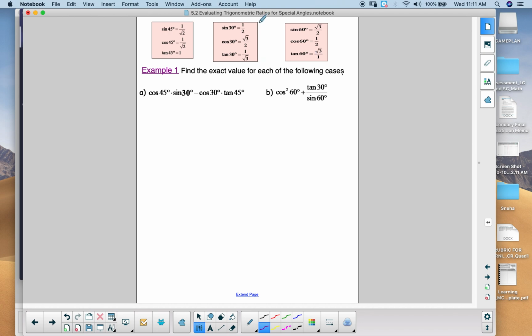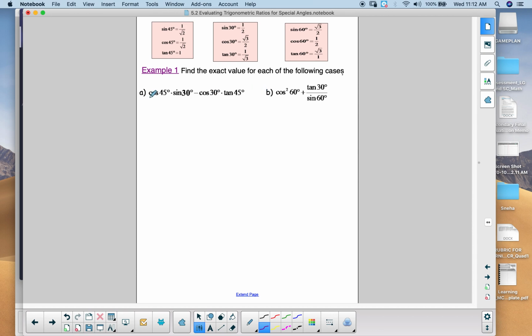We're not going to use our calculators, okay? So the question is, what would be the exact value? Exact value means don't use your calculator, because then you have to round to 4 decimal places. We're not going that route. We're going to use this chart to help us evaluate to exact answers.